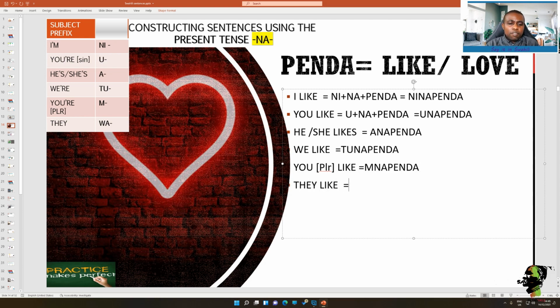Easy stuff. Wa for they plus tense, na plus like, penda. And now you can go ahead and start adding some interesting nouns after that. But for now, I wanted you to make sure that they're just simple basic sentence constructions and you're understanding the structure and what is going where.